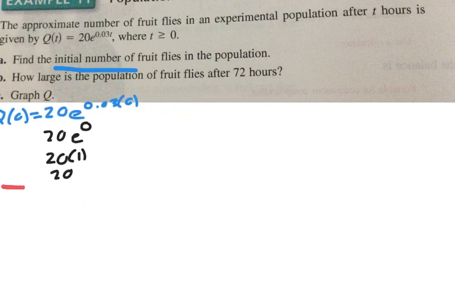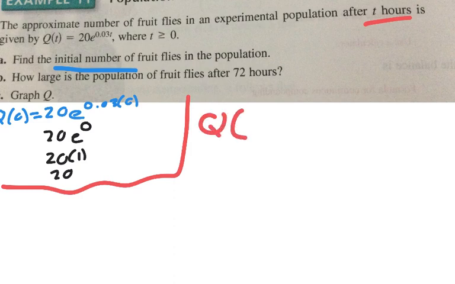Questions there? B part wants to know, how large is the population after 72 hours? So they tell me here every hour represents t. T is how many hours we have been. So I'm going to look at Q of 72 this time because I'm 72 hours in. So that would be 20 times e raised to the 0.03 times 20. Okay, so that I am putting in my calculator.